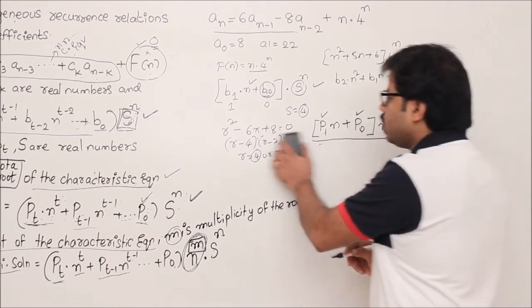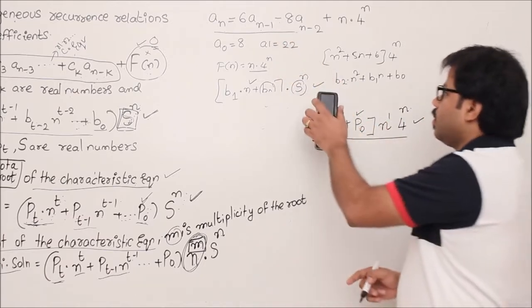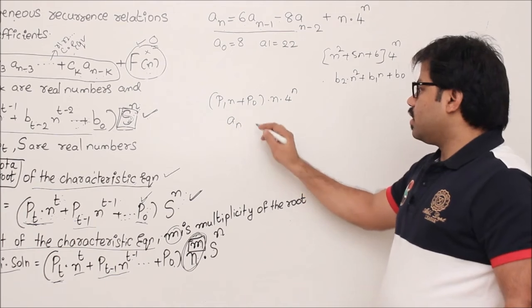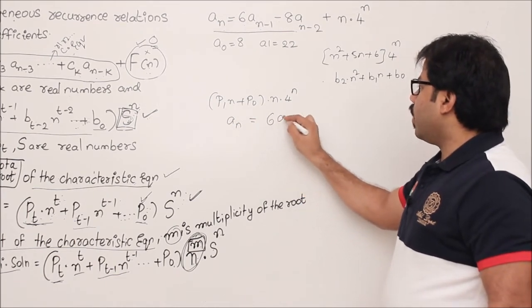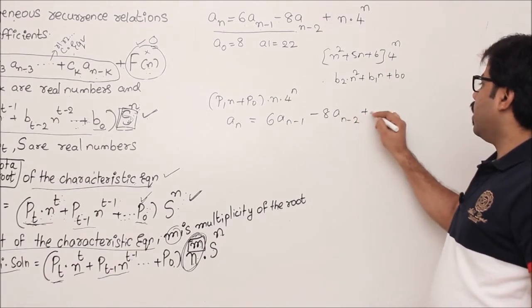For that, what I do is substitute this expression into the recurrence relation. Let me do it. Let's blindly substitute into the recurrence relation. What is your recurrence relation? a_n = 6a_{n-1} - 8a_{n-2} + n·4^n.